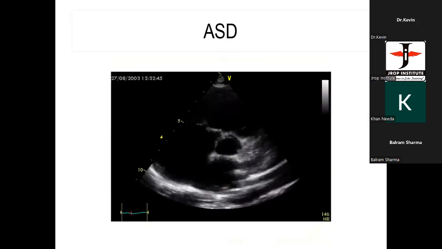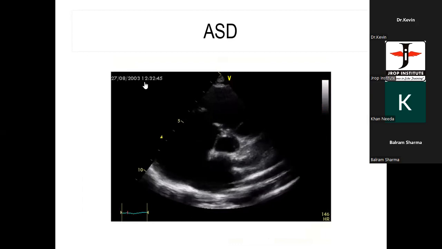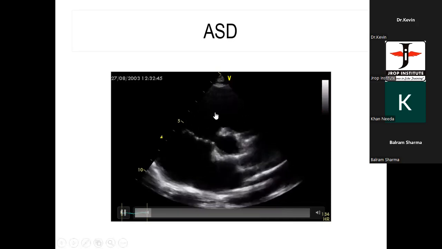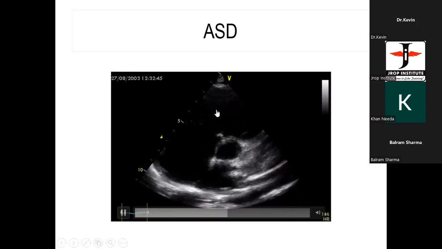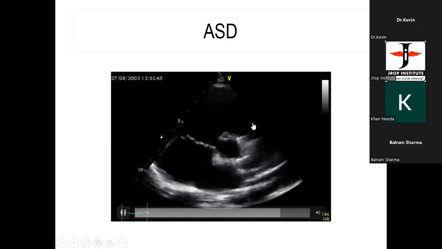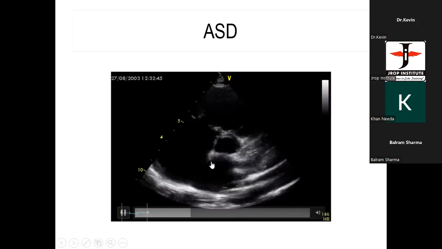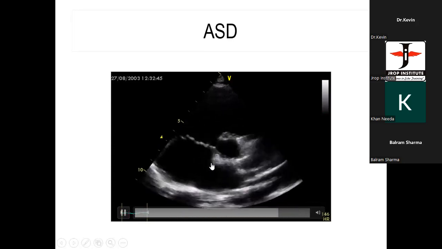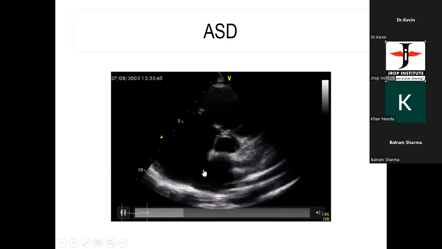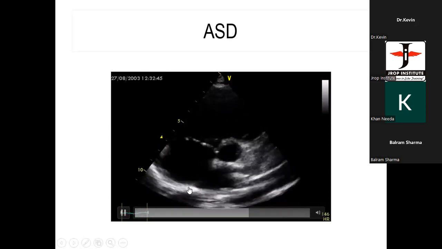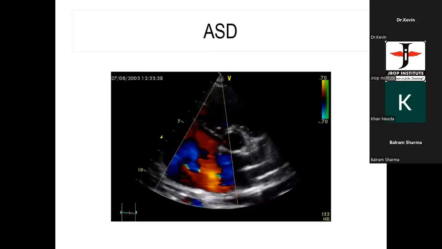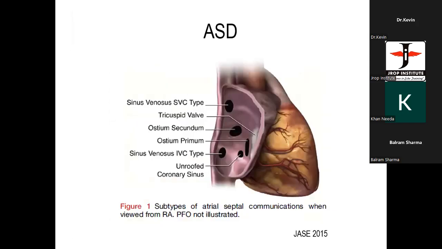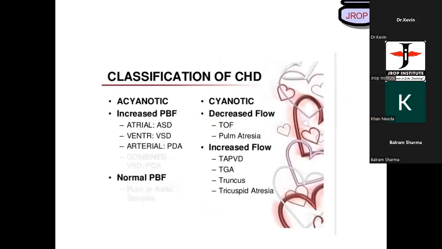This is a subcostal window where we have the aorta in the center, the tricuspid valve, then the RV, the pulmonic valve, and then the pulmonary artery. Here is the subaortic rim in this particular fashion. And here is a defect, and this is the RA free wall rim. On the contrary, if you go to the other subcostal window, I'll have to go back to my picture.